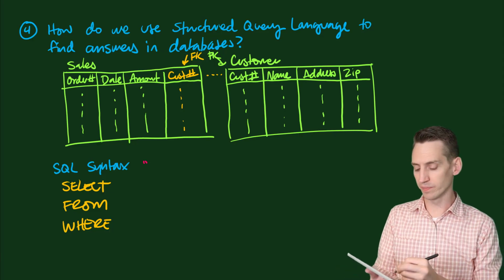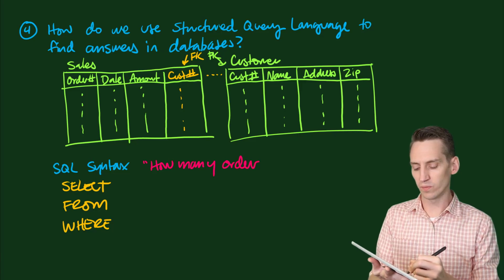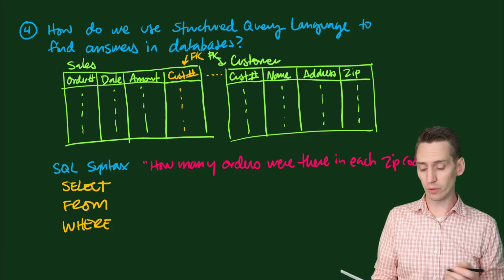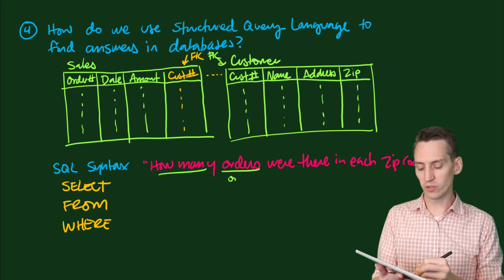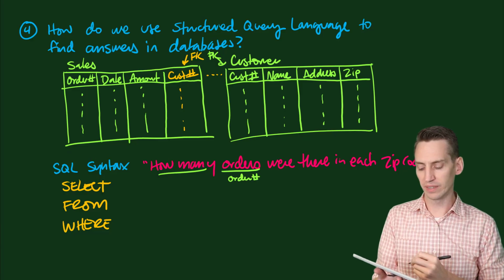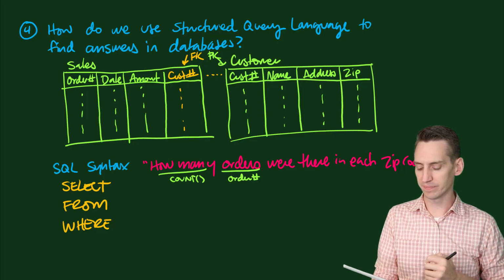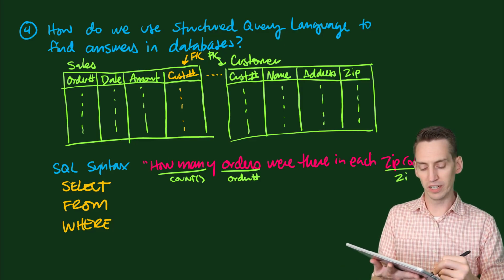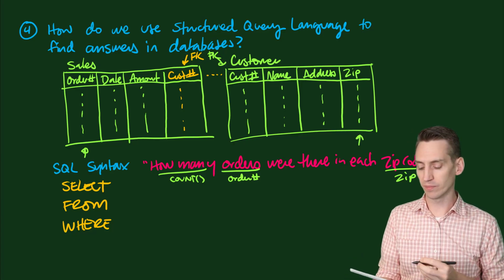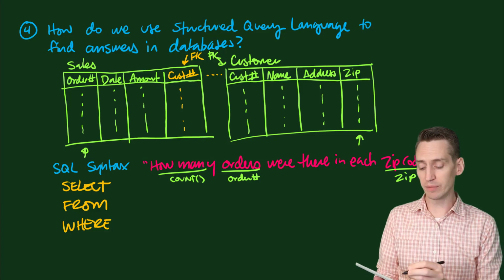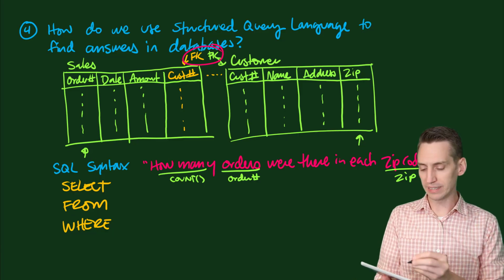Let's look at another question. How many orders were there in each zip code? This one seems simple enough. Let's start with attributes. First of all, we need to know how many orders. So orders we're going to get from our order number. How many will be a count, because you want a number, right? And then we need zip code, which is going to be our zip from the customer table. So zip code and order number. As we're pulling from two tables, we're going to have to join them together using the primary key foreign key relationship. So this is what it would look like.